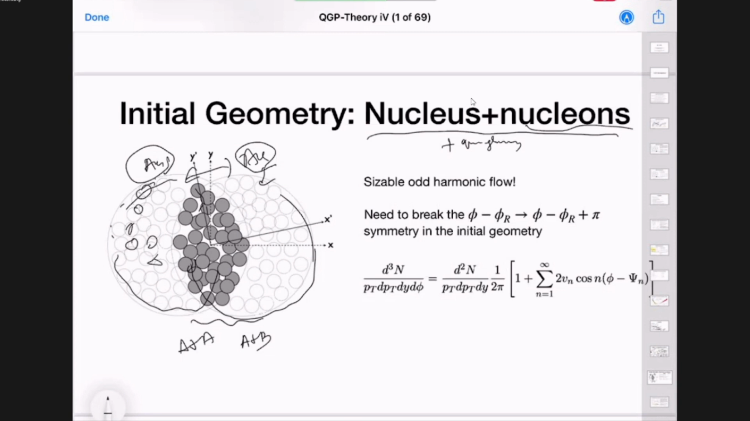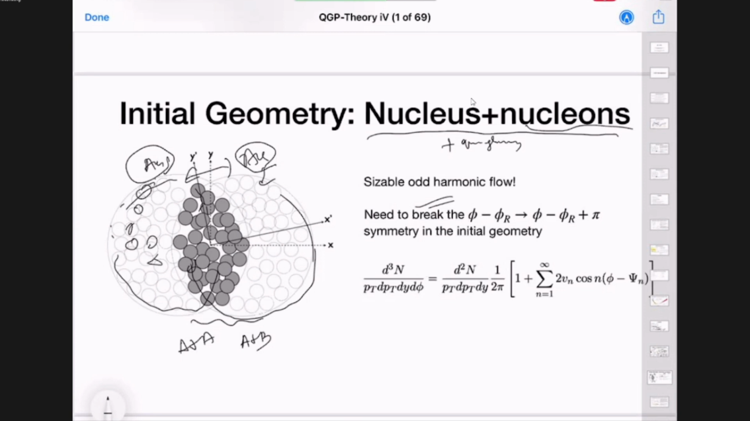Okay, so the main thing is that once you do this, you succeed in breaking this symmetry, and you now have basically all possible harmonics. Of course, whether the magnitudes now match the data is still a different story, right? But at least you have a scheme in which your initial condition has all these harmonics non-zero to start with.